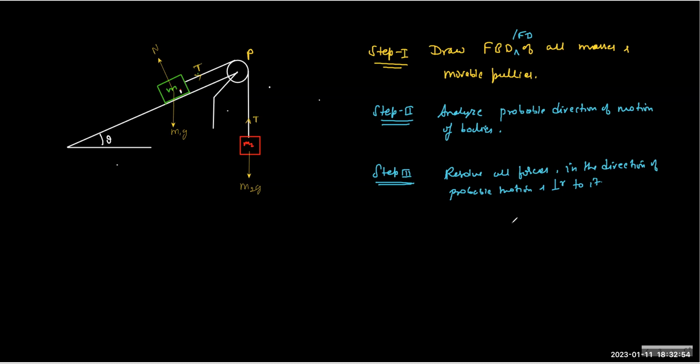But look at M1. How can M1 move? M1 can move either up the plane or down the plane. Yes or no? Yes. If M1 can either move up or down, tell me, guys, are all forces along the plane and perpendicular to the plane, or do we have some force which is neither? So what about the tension force? Is tension parallel to the plane? Yes. What about the normal? Is it parallel or perpendicular? Perpendicular. So these are perfect forces because they are either along the motion or normal to the motion. But what about M1G? Is it either parallel or perpendicular?